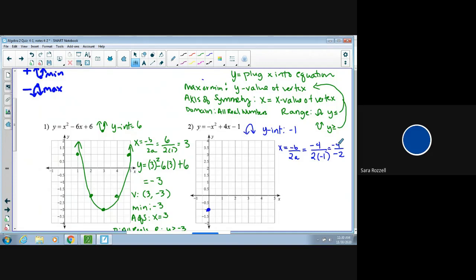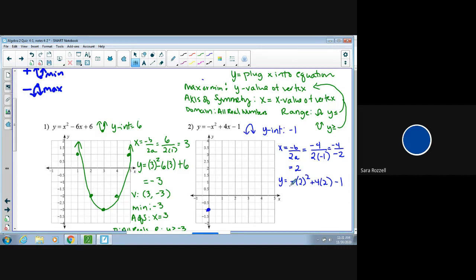That's negative 4 over negative 2, which makes a positive 2. So our x value of the vertex is going to be positive 2. Okay. Then to find our y value, what do we need to do with that 2? Plug it in the equation. Yeah, plug it into the equation. So to find our y value, we say negative 2 squared plus 4 times 2 minus 1.